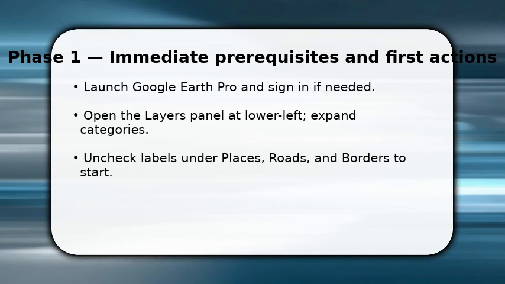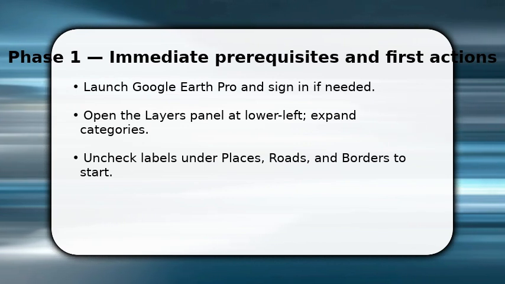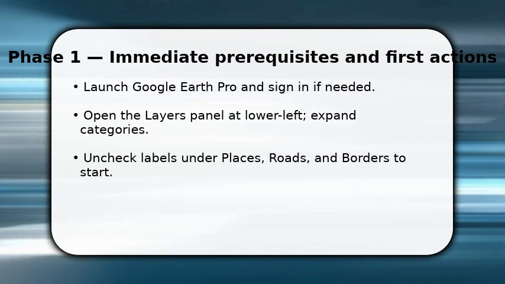You begin by opening Google Earth Pro and focusing on the Layers area. This is where labels live. First, expand the Layers panel at the lower left and scan categories like places, roads, borders, and 3D buildings.